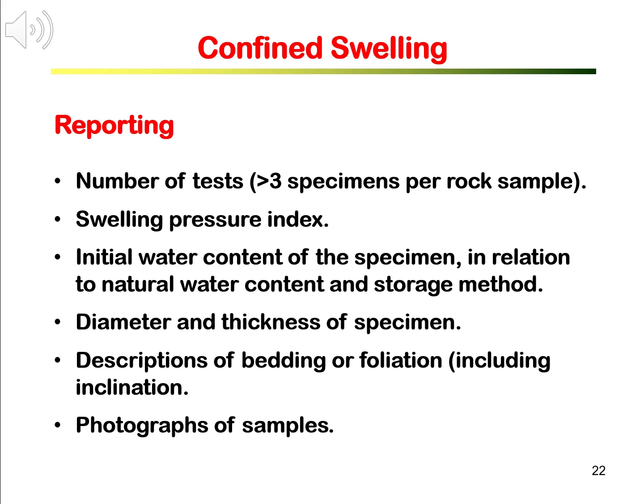Recorded data and the measurements include the measurements of specimen dimensions, tabulated readings of swelling displacement, and axial load. Test results are the calculated swelling pressure index and their directions with respect to bedding or foliation orientation, and also descriptions of any visible deteriorations of the specimens.